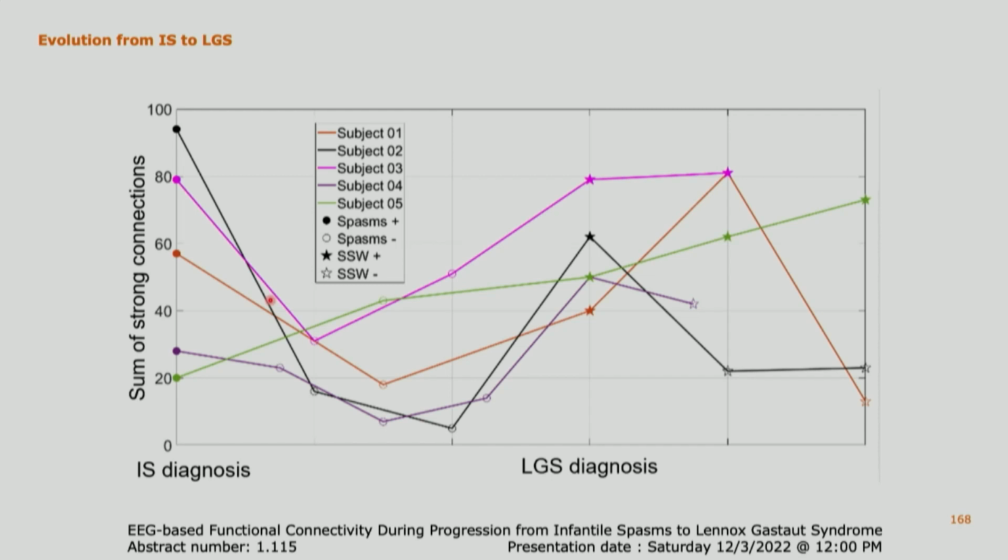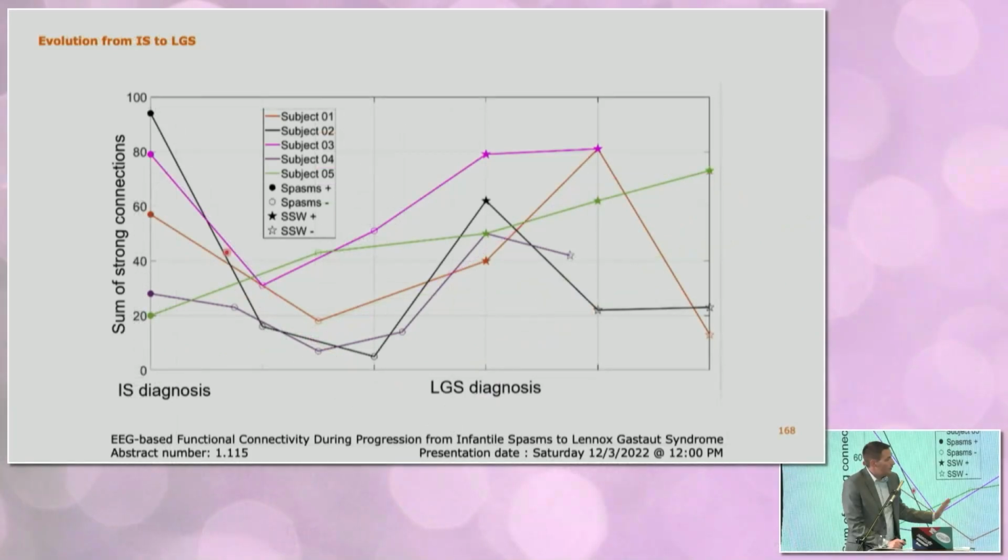Another way to look at that is this. So these are the 2 time points here, IS diagnosis and LGS diagnosis. And we can see that at IS diagnosis, these kids are universally put on an aggressive therapy, usually ACTH, but sometimes vigabatrin or prednisolone. 4 out of the 5 patients after that treatment had improvement in their connectivity closer to normal levels, but all these kids eventually went on to get LGS, and you can see that their connectivity strength started trending upwards prior to the time point where they were actually diagnosed with LGS.